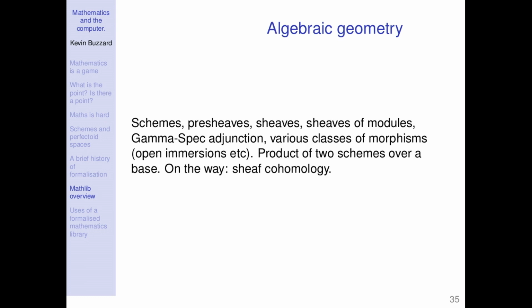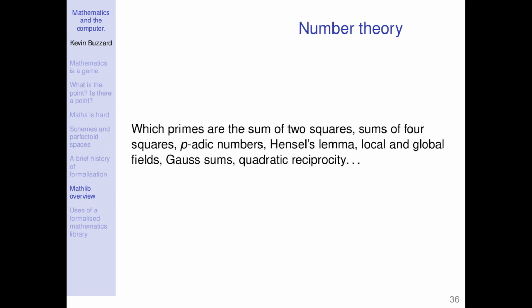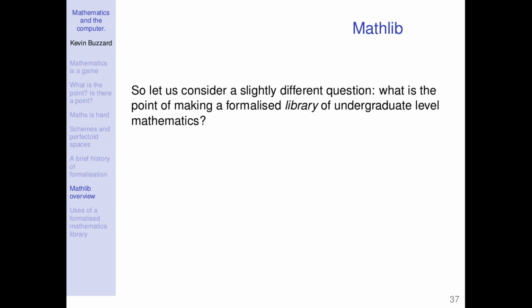In algebraic geometry, we started with schemes and now we've got a bunch of stuff. We don't quite have sheaf cohomology yet, but we've only just got sheaves of modules. So there's some overview. Oh, there we go, number theory. P-adic numbers, we've had them for a while. That was kind of cute. And quadratic reciprocity. Gauss sums we got quite recently. So now you have some kind of feeling for what's in the maths library.